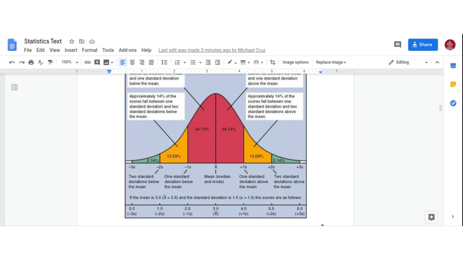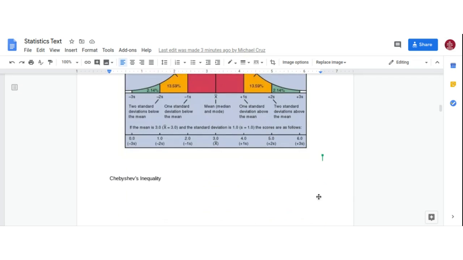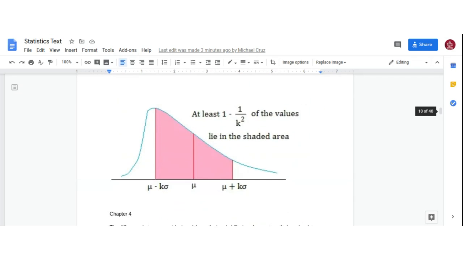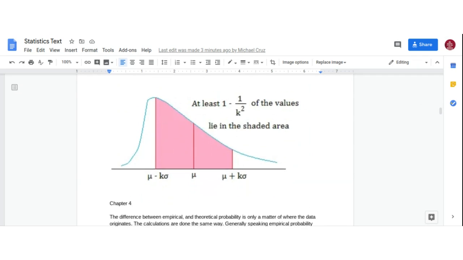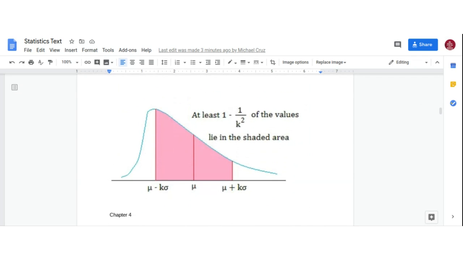All right, so with Chebyshev, all we can say is that we've got at least this much in between those numbers of standard deviations. And remember, K could be 2, 3, 4, 5, and 6, but generally you're only looking at 2 or 3.